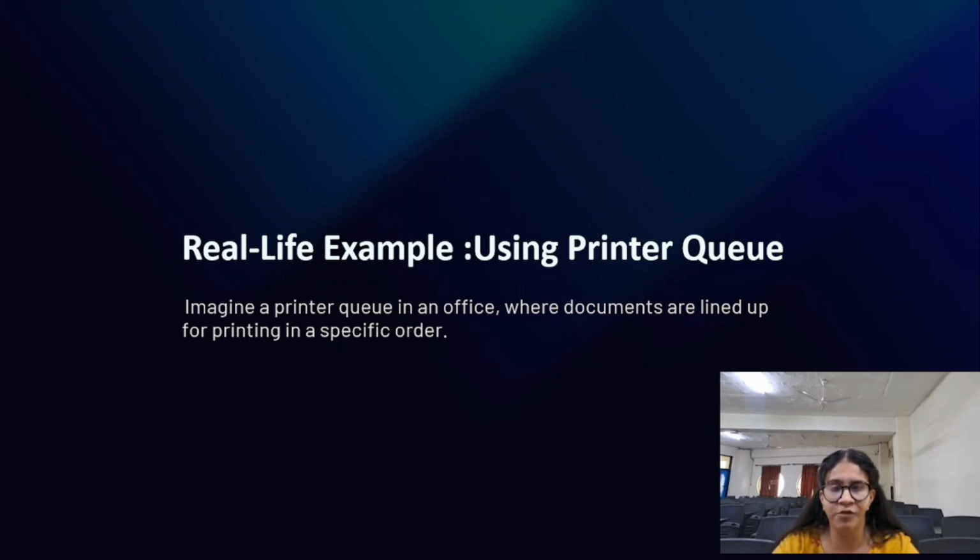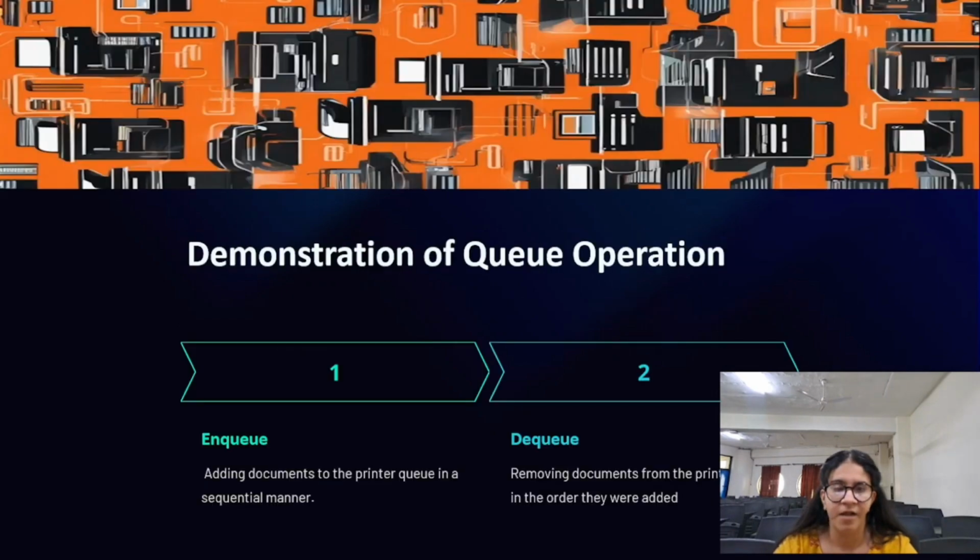Real life example using a printer queue. Imagine a printer queue in an office where documents are lined up for printing in a specific order. As I explained before, the very first command goes in, and it comes out first, just like how we stand in the queue. Demonstration of queue operations. Enqueue: adding documents to the printer queue in a sequential manner. Dequeue: removing documents from the printer queue in the order they were added.